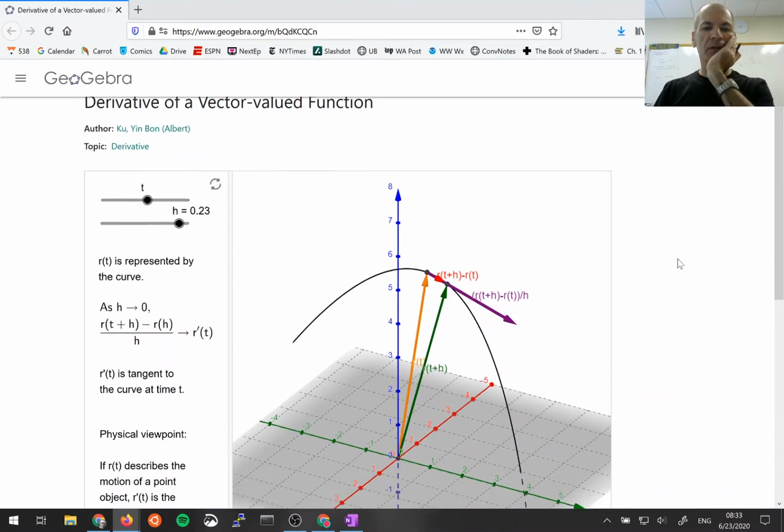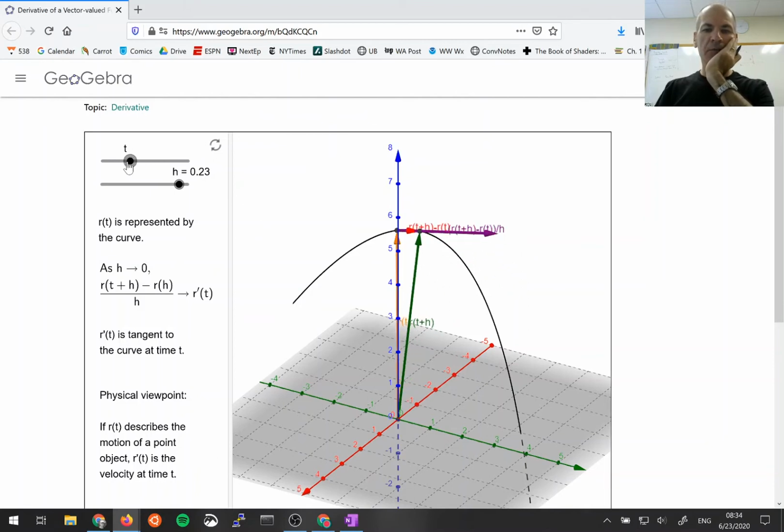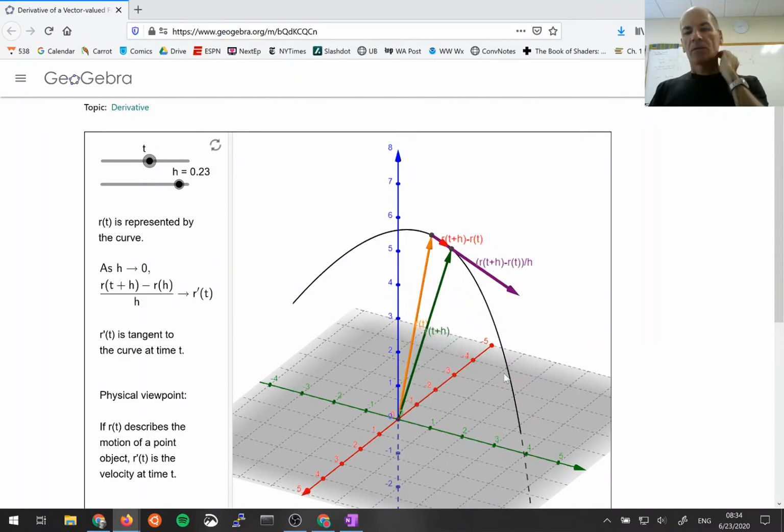So here we have a space curve, the black line going through space. If I change time, I'm just moving along the space curve like that. And what we're seeing is a few vectors in this picture.